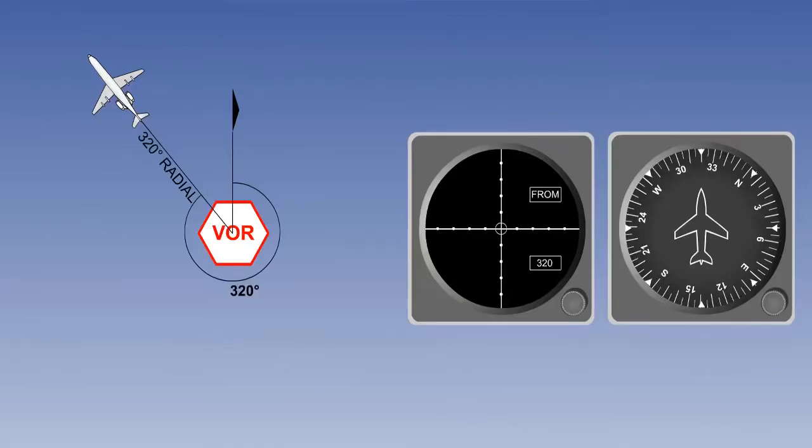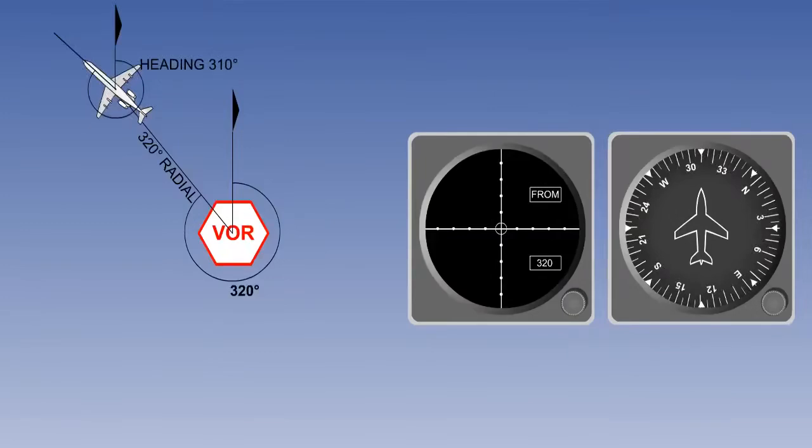If you are flying in still air away from a VOR on a chosen radial, your heading will be the same as the radial. If you fly away from a VOR on the 320 radial, your heading will be 320, and the flag on the CDI will show from.